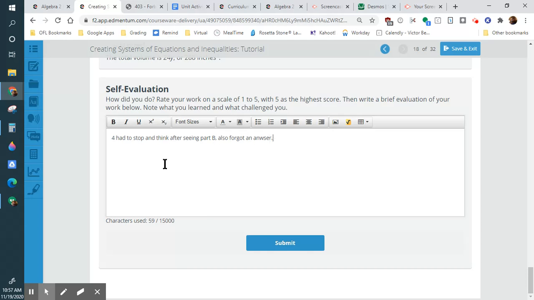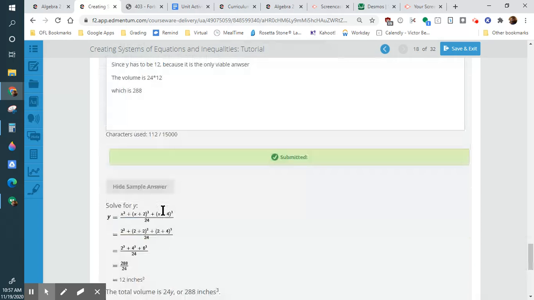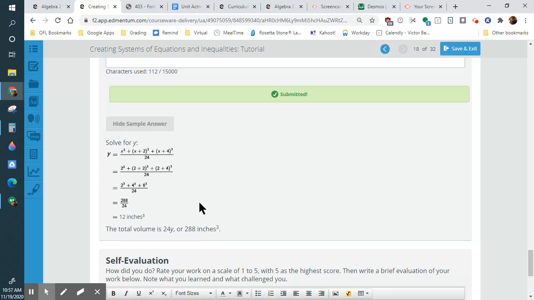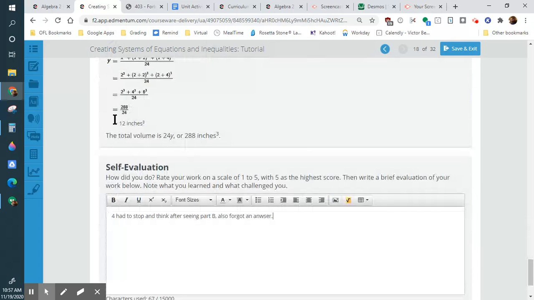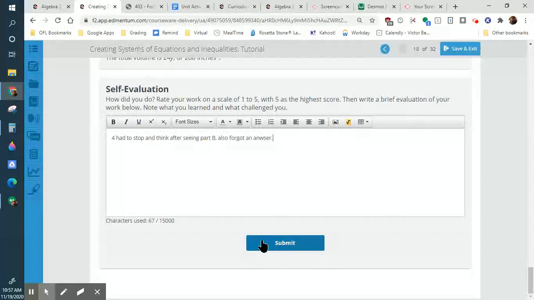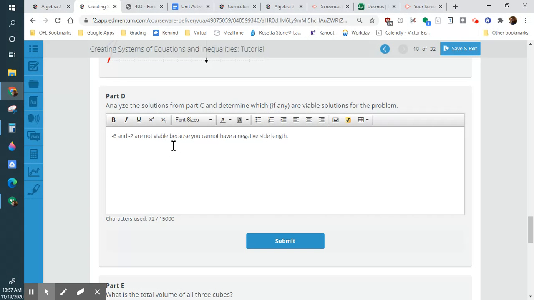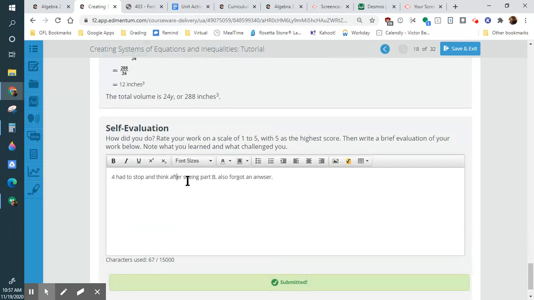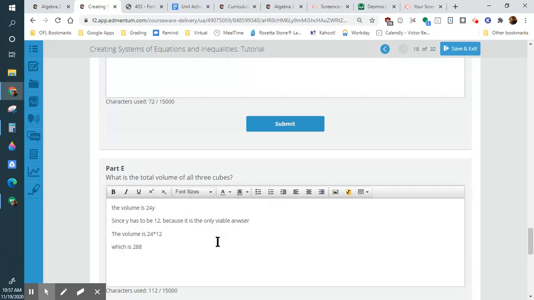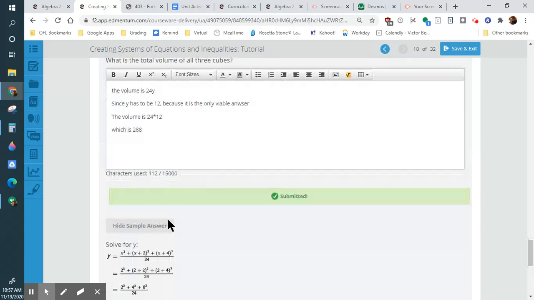So the purpose of it showing you guys the sample answers is not so you can just change your answer and get it right. The purpose of it showing the sample answer is for you guys to be like, huh, I totally thought that was the wrong thing and learn about it. So that's why each of these has a self-evaluation so you can reflect on how you think you did compared to how the answers were.